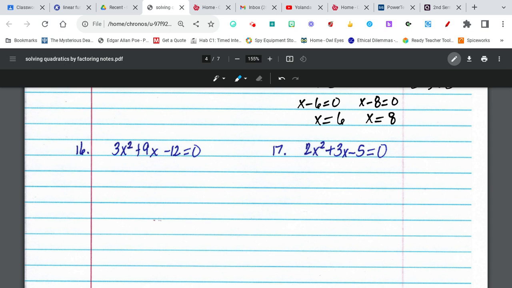All right, let's take a look at 16. Well, you pause the video and try 16, but I'm going to tell you, 16 has a GCF in it, okay? So look for the GCF first.